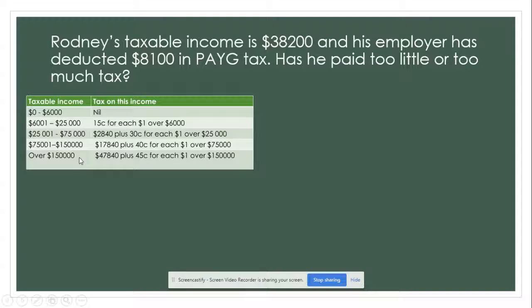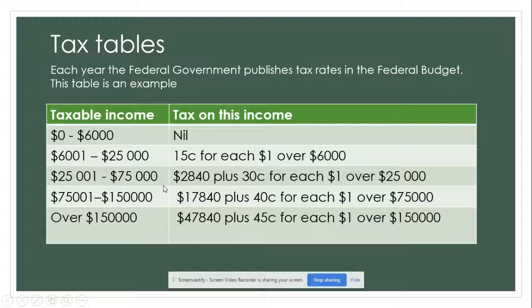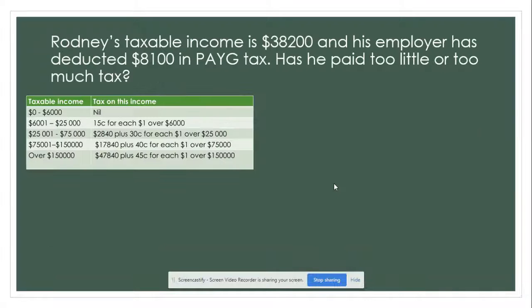Between $25,001 and $75,000, you pay $2,840, so you have to pay that. Then it's 30 cents for each dollar over $25,000. So if you earned $30,000, you would pay $2,840 because everyone has to pay that, and then because you were $5,000 over, you'd pay 30 cents for each dollar: 30 cents times 5,000. Then you've got your $75,000 to $150,000, and you're over $150,000. It gets progressively higher and higher as you earn more and more, which makes sense.